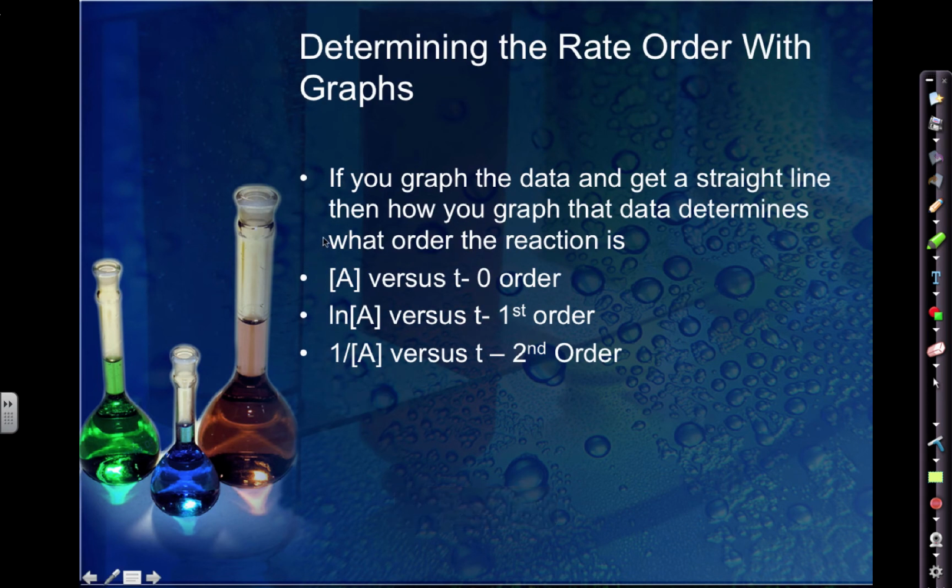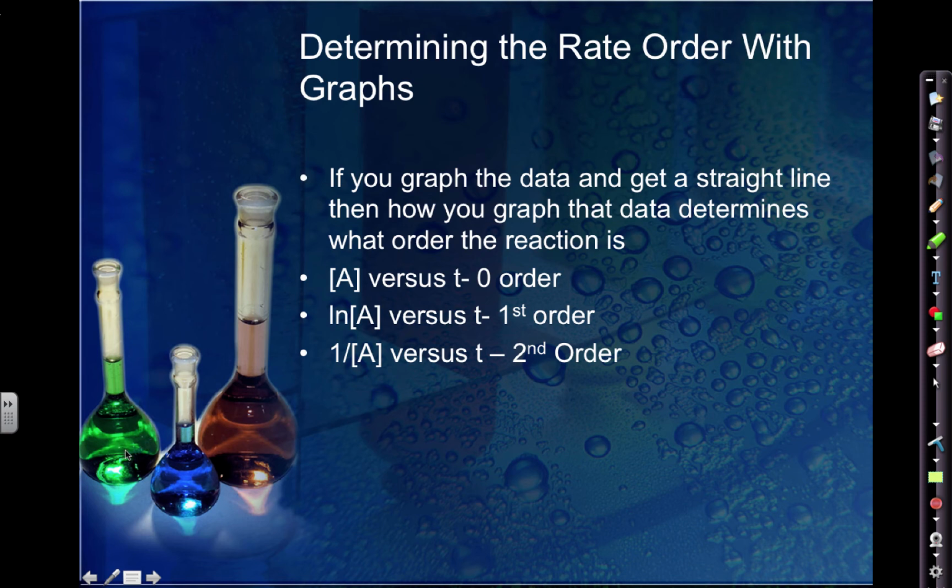All right, so just to sum up what I was just talking about. If you graph data and get a straight line, you can determine what order the reaction is. If you simply take your concentration and plot it against time, and you get a straight line, it's a zero order. If you take the natural log of the concentration versus time, it's a first order reaction. If you take 1 divided by the concentration of A, so the inverse versus time, and that gives you a straight line, that would be a second order.